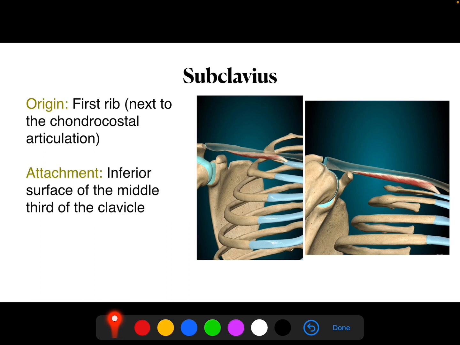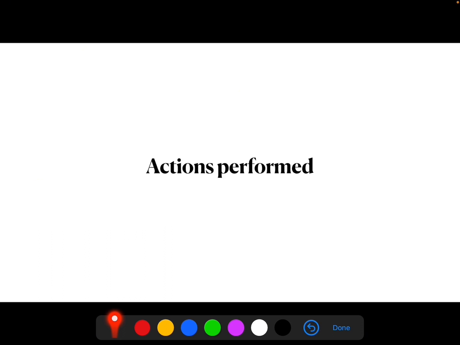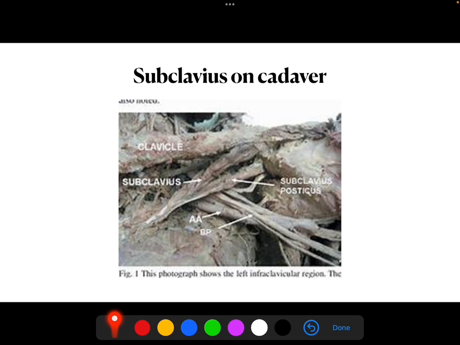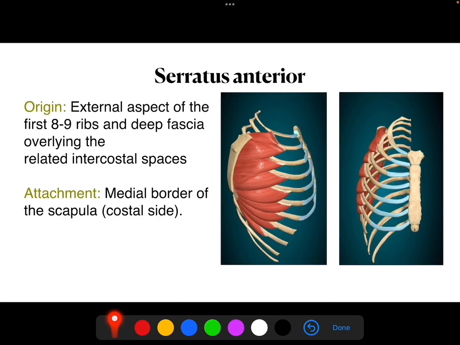Subclavius muscle. It originates at the first rib next to the chondrocostal articulation. It attaches at the inferior surface of the middle third of the clavicle. Actions performed by this muscle are depression of the clavicle. This is what it looks like on the cadaver.